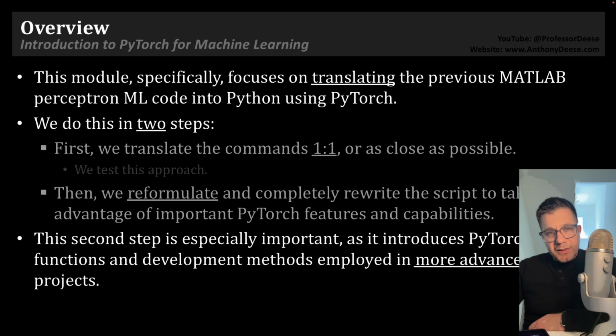Now, this module specifically focuses on translating the MATLAB Perceptron machine learning code, the one we developed as part of the last module. We want to take that from MATLAB and translate it to Python using the PyTorch library. And we're going to do this in 2 steps. So first, we translate the commands one for one, or as close as possible, and then we test this approach. Then, we reformulate and completely rewrite the script to take full advantage of important PyTorch features and capabilities, and before we perform this translation, we'll highlight what those features and capabilities are.